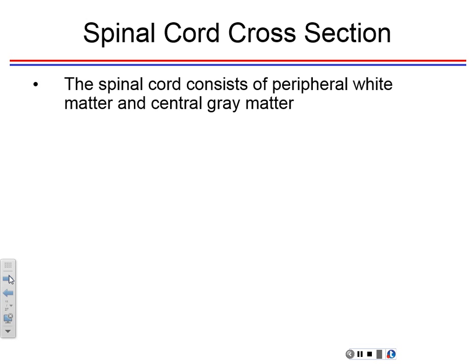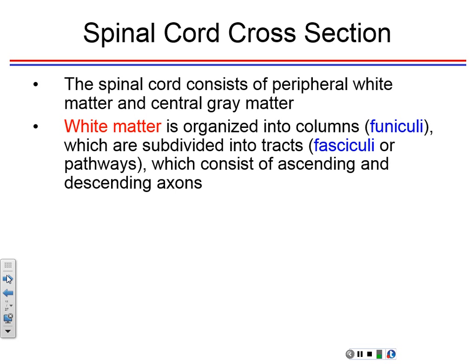Right? So that's what that is. The white matter on the outside is divided into columns. The white matter, the tracts of axons going up and down to the brain. Those columns are called fasciculi, which are the smaller bundles, and funiculi, which are the bigger bundles of those tracts.